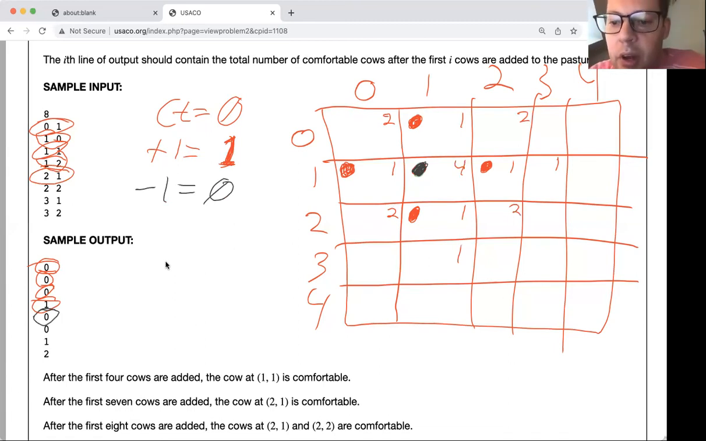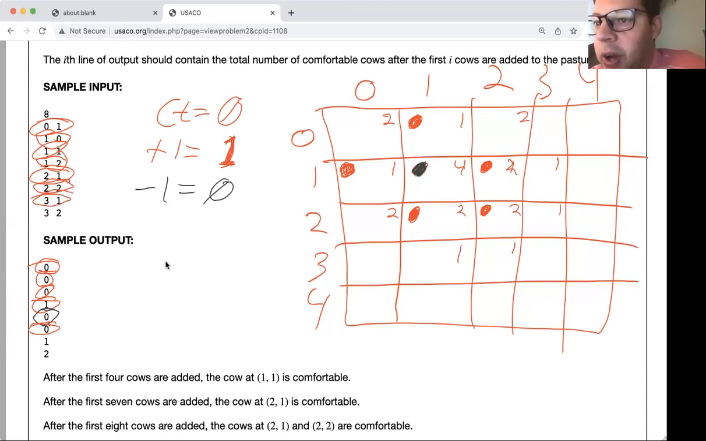All right, 2, 2. Row 2, column 2. We're going to put a cow here. I now have 1 neighbor to the south, 1 neighbor to the east, and now 2 to the north and the west. 2 and 2. Number of comfortable cows did not change, so I still have 0, and that's that 0 right there.